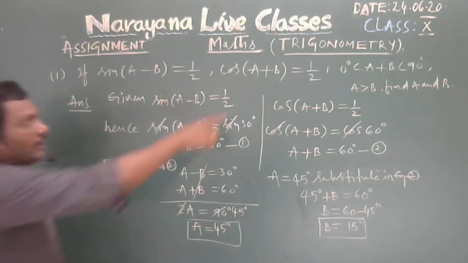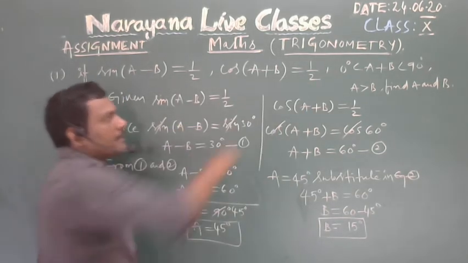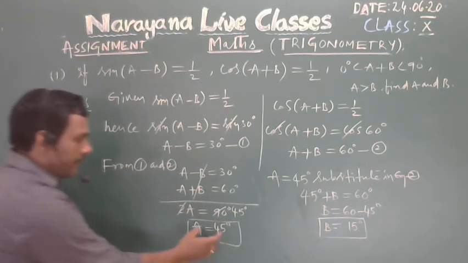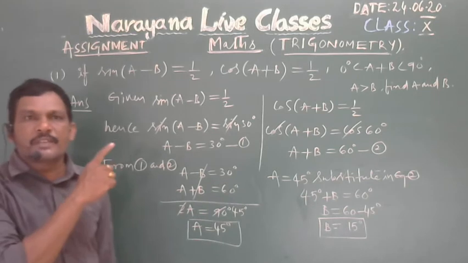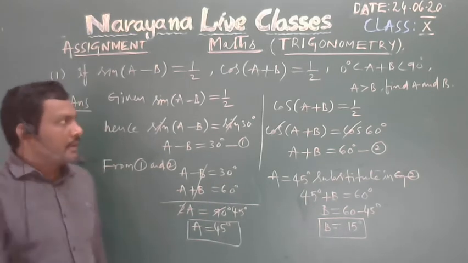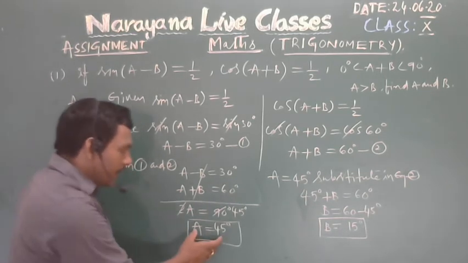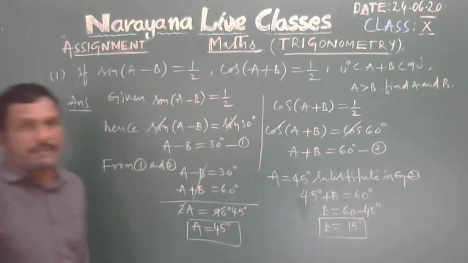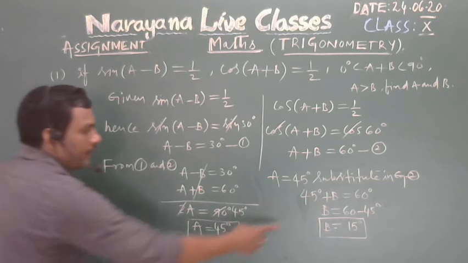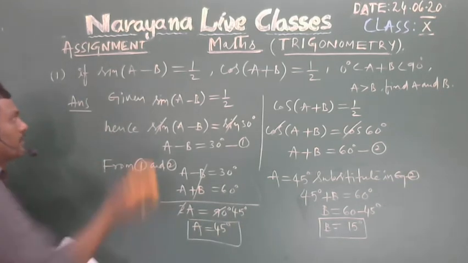Now here, 0 less than a plus b less than 90 degrees. A value 45, b value 15, adding gives 60 degrees, which lies between 0 and 90 degrees. Second condition, a greater than b: a is 45, b is 15, so a is greater than b. So a value 45, b value 15. Second question.